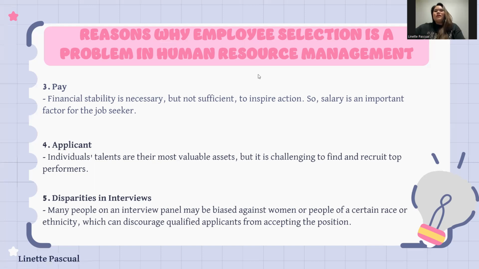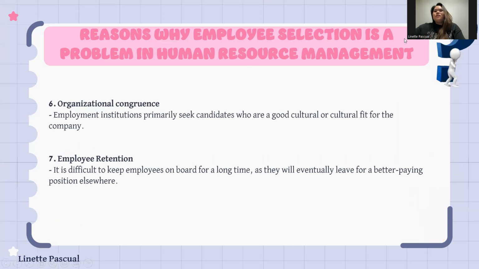Number 6, organizational congruence or organizational fit. Employment institutions primarily seek candidates who are a good cultural fit for the company. It's not hard for HR to find candidates who are a good fit for a specific job, but it is challenging to make them a good fit for the organization as a whole and to educate them on the company's culture. Last but not the least, employee retention.